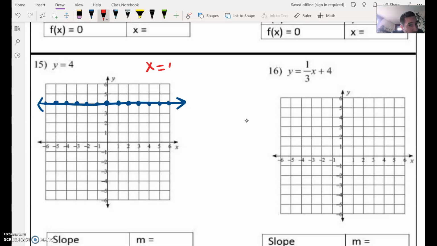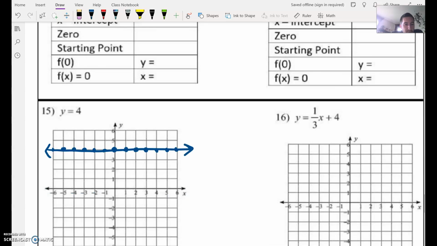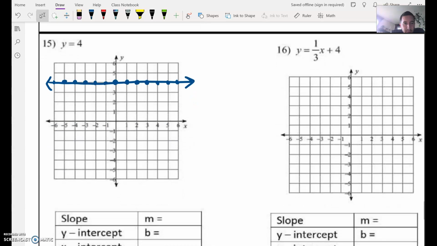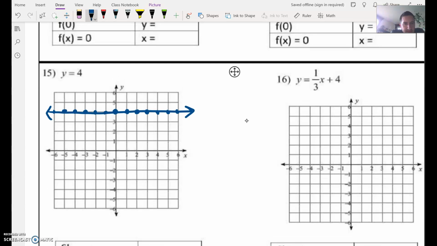If it was x equals, that's going to end up being a vertical line. And you'll be able to practice that one on number 13, x equals 3. So I won't spoil that. So y equals 4, we graphed it. So what is the slope of that line? It doesn't have an mx plus b for us to really look at the slope.